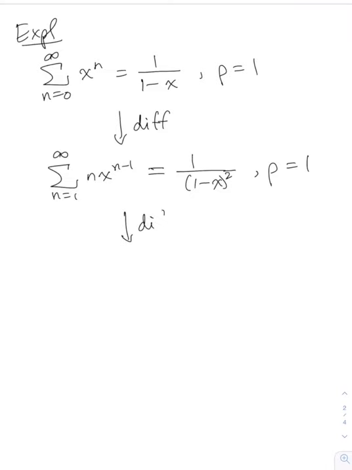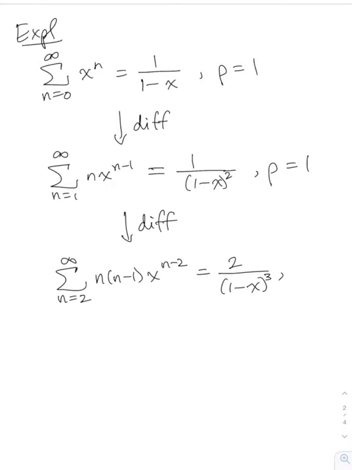I can differentiate again. On the left-hand side, again, let me check the first term. When I plug in n equals 1, I have 1 times x to the 0. So again, the first term is 1, a constant. When I differentiate, that first term is going to drop away. So my new series will start at 2. And then I differentiate, and I have n times (n minus 1) times x to the n minus 2. On the right-hand side, I can differentiate again. I have 2 over (1 minus x) cubed. And again, radius of convergence doesn't change.